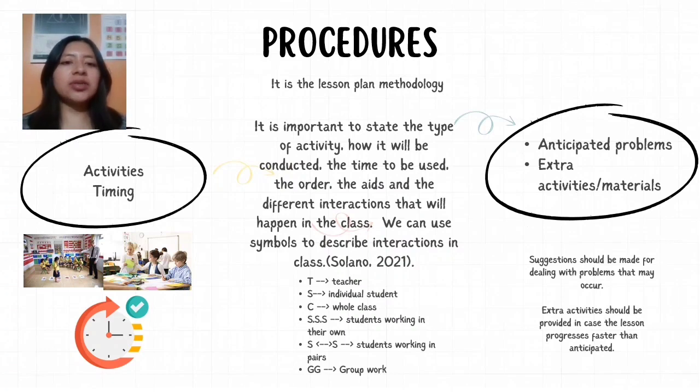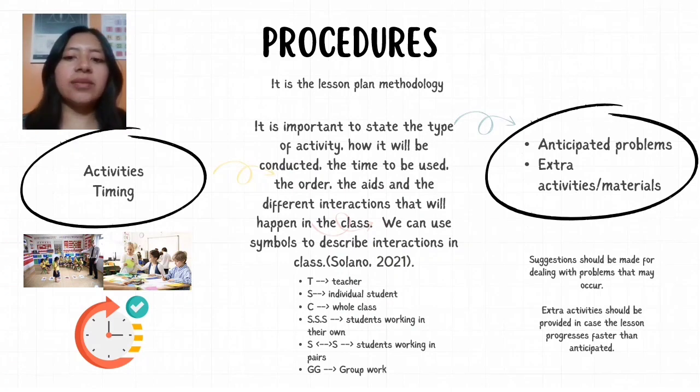And it's important to keep a balance of these interactions because we have multiple learning styles, like individual work, working in groups, working with the whole class. And also to write down these interactions, we can use symbols like T for teacher, S for students, and so on. Also here we are going to anticipate problems that maybe we have during the lesson, and also suggest what we can do during these problems.